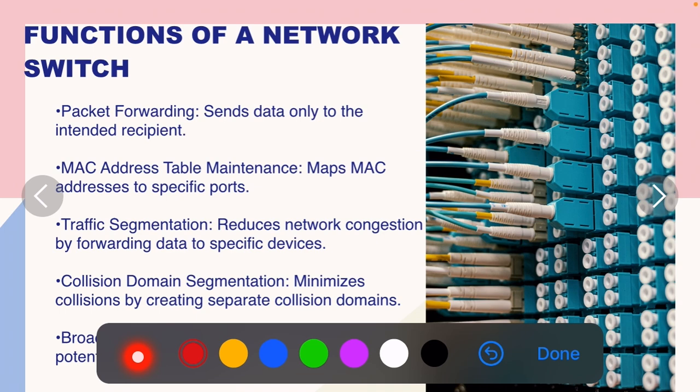Then the next one is traffic segmentation. It reduces network congestion by forwarding data to specific devices. So what does it exactly mean? By forwarding packets only to the specific ports associated with the destination device. So it will forward the packets which it receives to the destination device only.